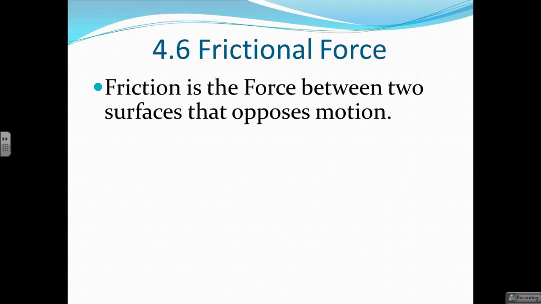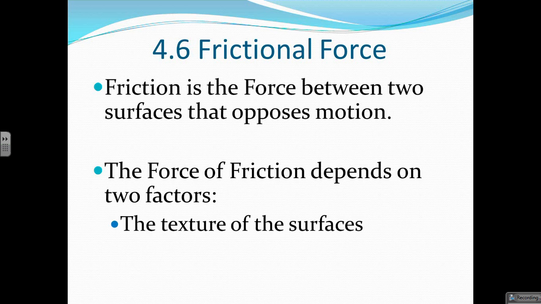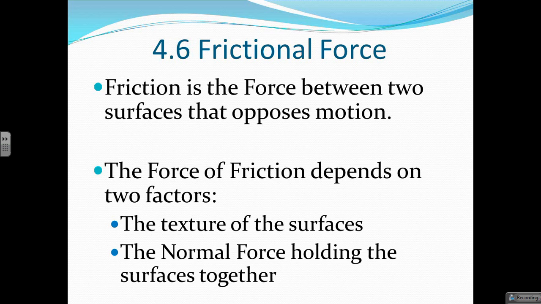Friction is the force that acts between two surfaces that opposes the motion of an object. And this force of friction depends on two factors. The first one being the texture of the surfaces, and the second one being the normal force holding the objects together. Bear in mind, normal force is not referring to gravitational force, normal force being the force that acts between the surface. Oftentimes equal to gravitational force, but not necessarily so.